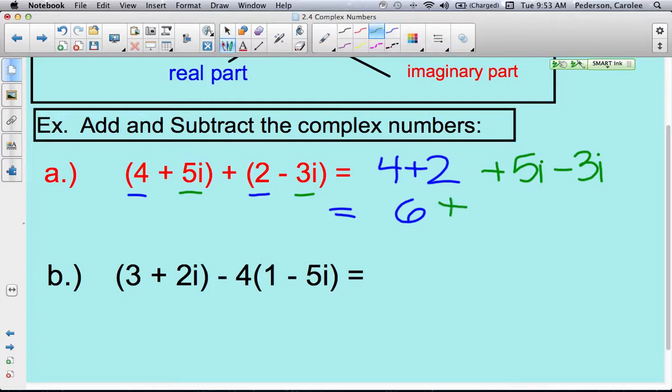Now I have a new complex number in standard form. We want the real part first, then the imaginary. Yes, ma'am. Thank you. We'll finish this question B and then I'll stop the timer.